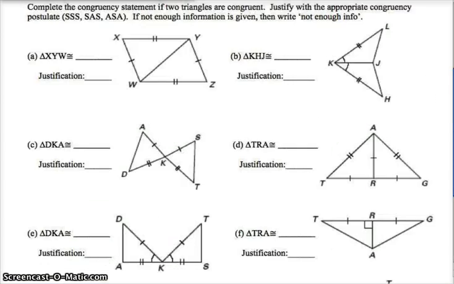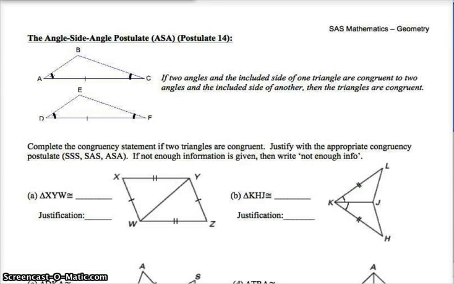Okay, let's move on. The final postulate we're going to talk about today is the angle side angle postulate. So if two angles and the included side of one triangle are congruent to two angles and the included side of another, then the triangles are congruent. So remember, if you have two angles, the side that connects those two angles is the included side. So it's angle, side, angle. That side is connecting those two angles to each other, so that side is the included side. It's the side in between those two angles. So we have angle, side, angle.